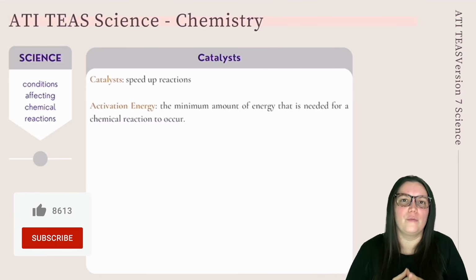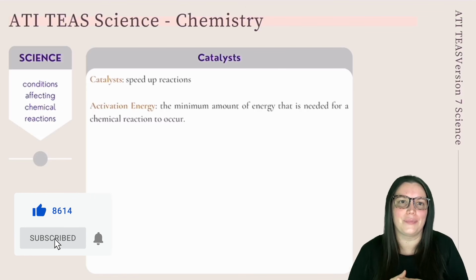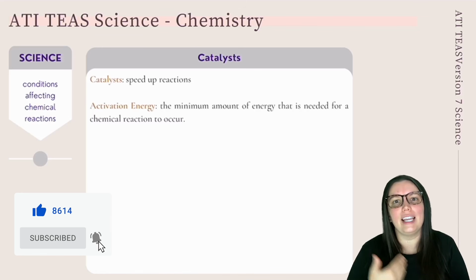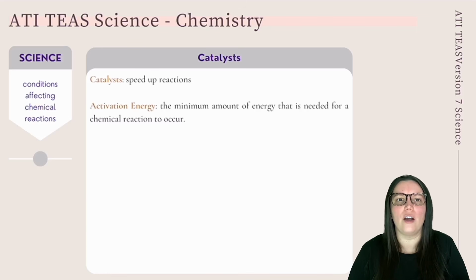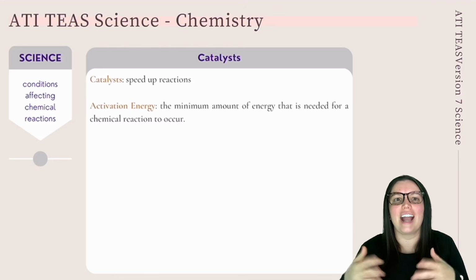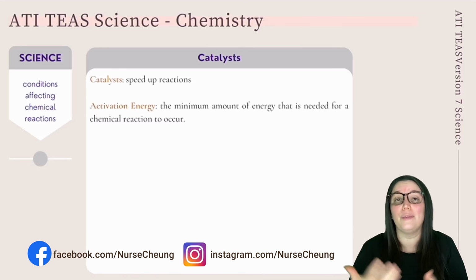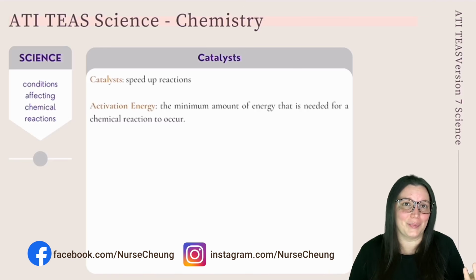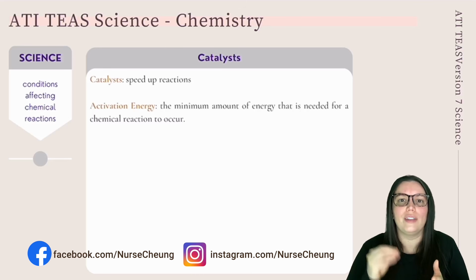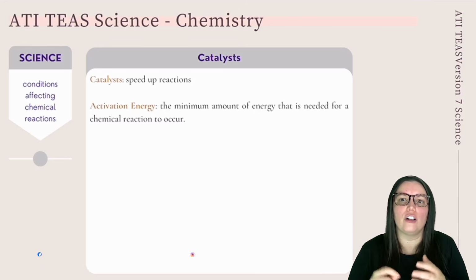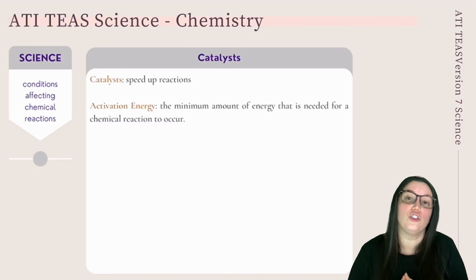So we talked a little bit before about catalysts, but now we're going to take a little bit closer look at them. The catalyst is a substance that increases the rate of reaction without being used up in that particular reaction. They do this with activation energy. That is the minimum amount of energy that is used for a chemical reaction to occur in the first place. Catalysts lower the activation energy by providing an alternative pathway for the reaction to occur.